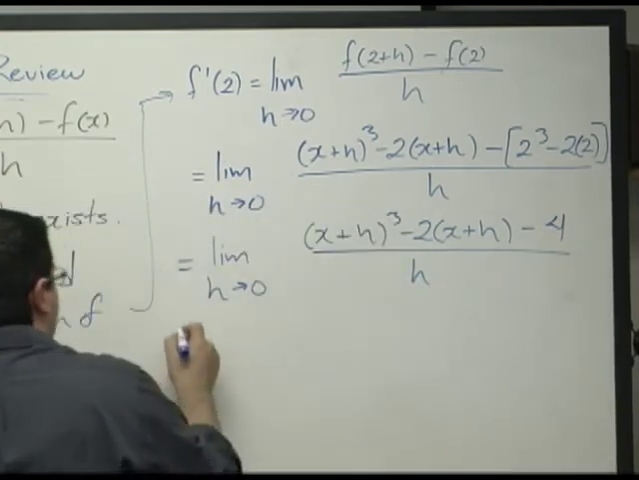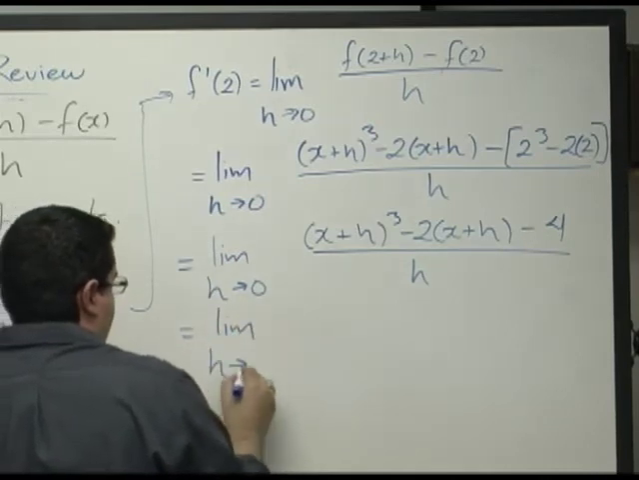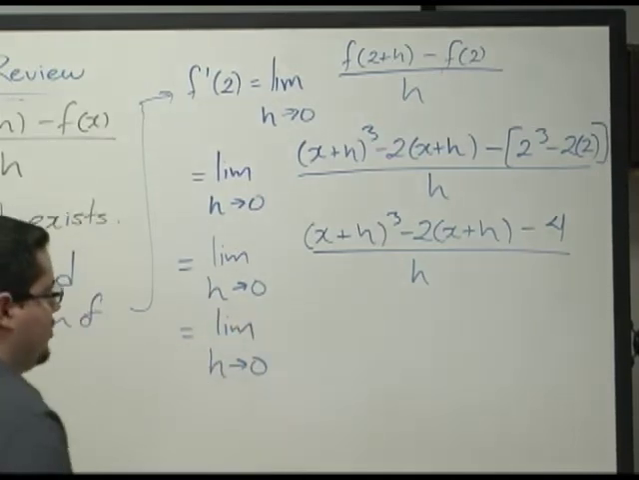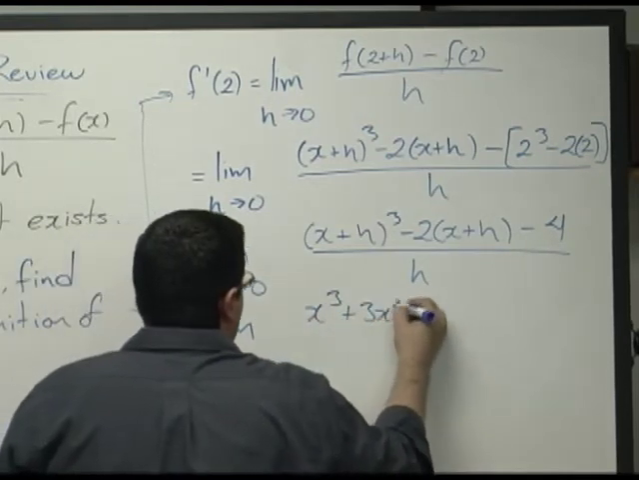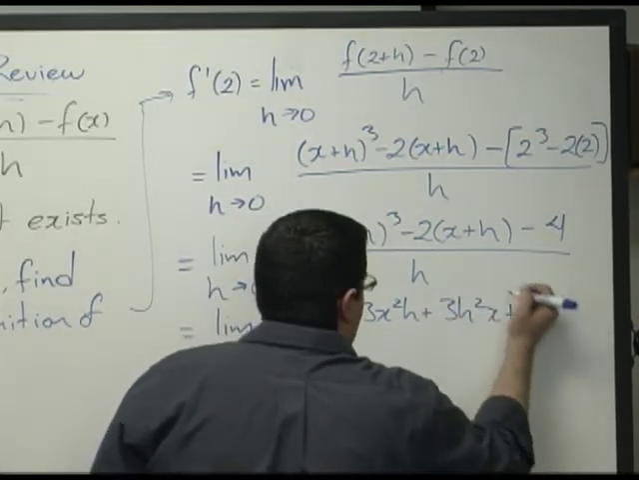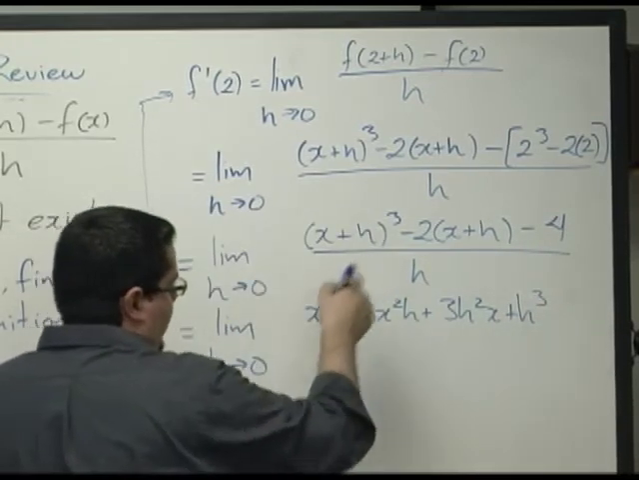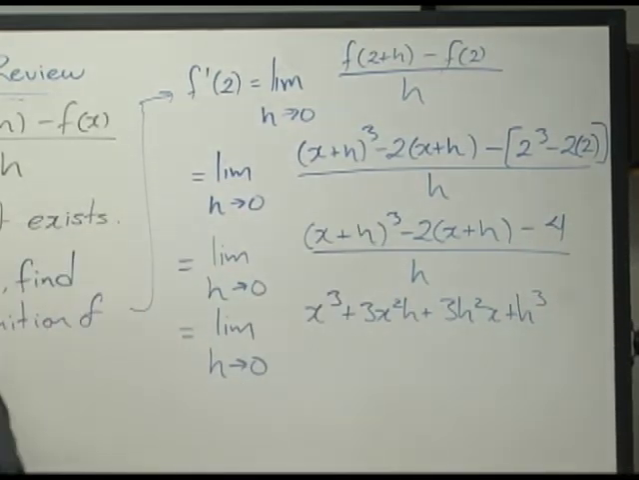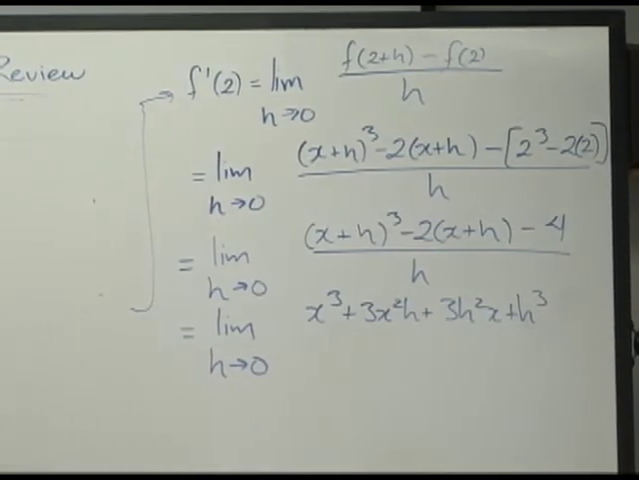There's more stuff we could do. For example, we can expand x plus h cubed. Okay, and if my memory serves me right, that expands out to x cubed plus 3x squared h plus 3h squared x plus h cubed, minus 2x, minus 2h, minus 4. So I'm kind of running out of space here. Let me go ahead and erase this half so I could write it out.